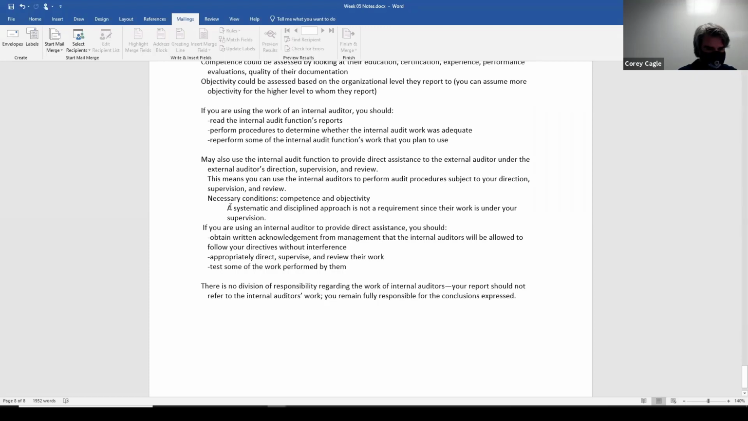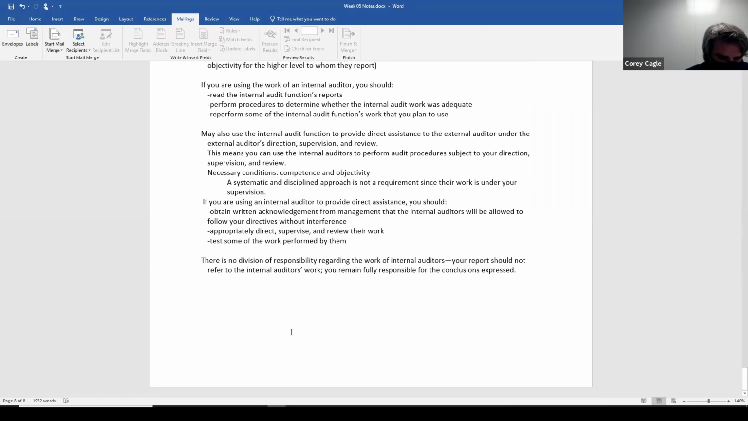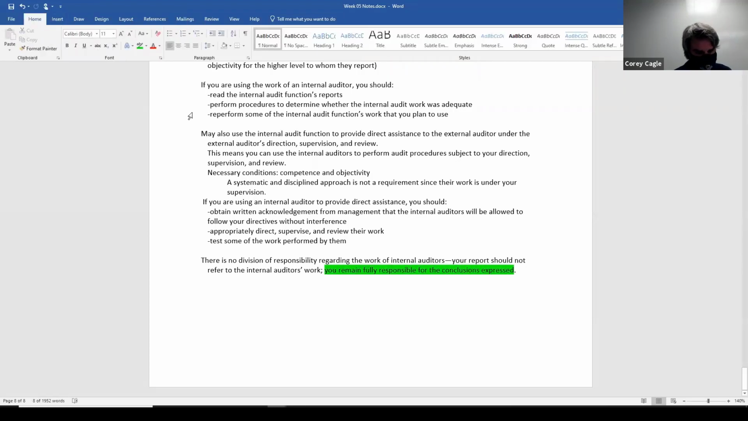I think I went a little overboard with my notes here. I repeated things quite a bit. But yeah, obviously you're fully responsible for everything. And that wraps it up. Competence and objectivity are the necessary conditions. They do highlight that quite a bit. They're not independent, so we're not really worried about that, but we definitely are worried about, are they competent? Are they objective, right? How do you gauge competence?